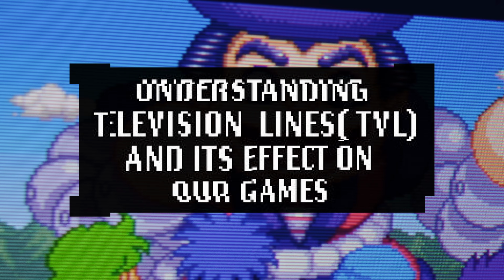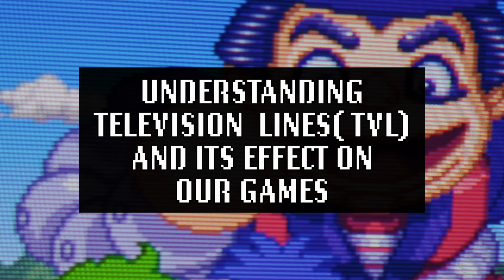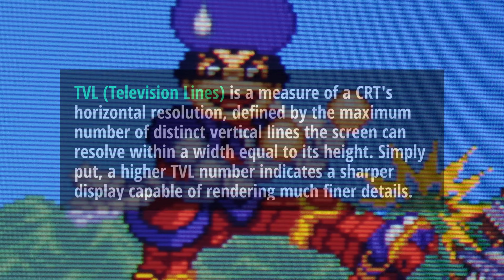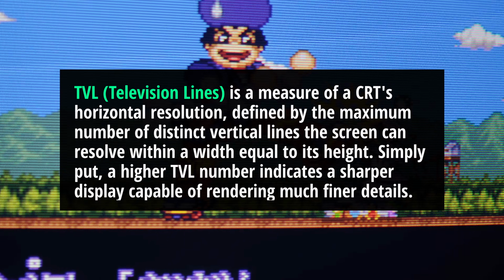Yesterday I was watching my two 14-inch CRT displays. One is a Sony Trinitron PVM, the other one is a Sony Trinitron consumer CRT TV. And I asked myself a question: why does it look that sharp on the PVM? I'm pretty sure you've heard the term television lines, TVL.